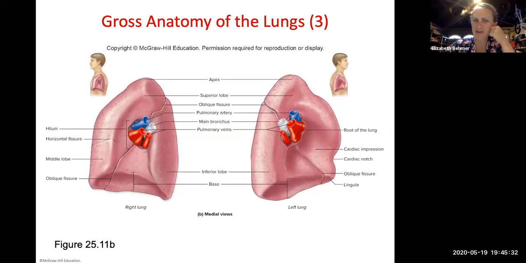Here's a medial view of your lungs. The hilum is just the area where your pulmonary artery and veins will enter and exit. Your main bronchus is there. Again, the main bronchus is just a branching of the trachea that brings air to the lungs.